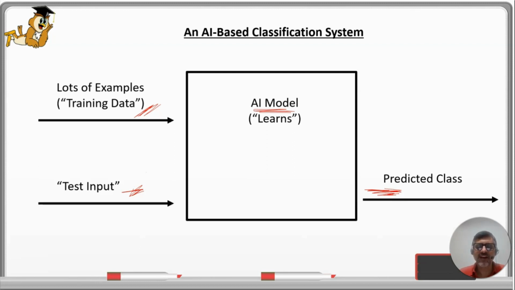Now it's a fact, and it's pretty obvious, that an AI-based or any other classification system would not have 100% accuracy. So it will make mistakes. Some inputs it will predict correctly, some inputs it will make mistakes on.